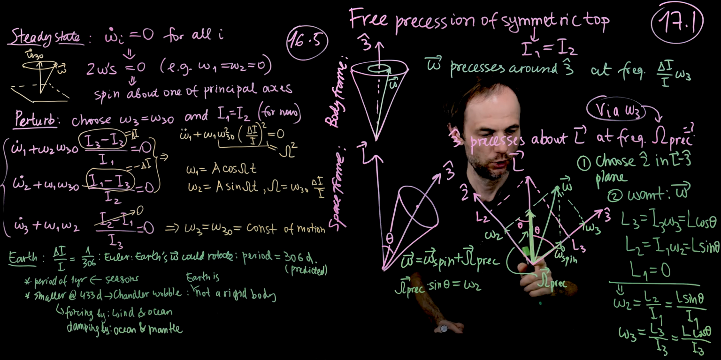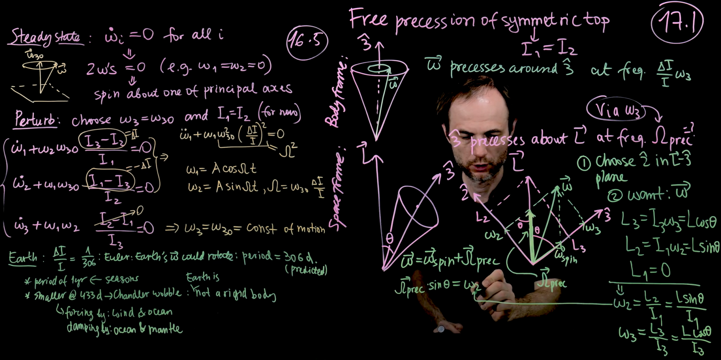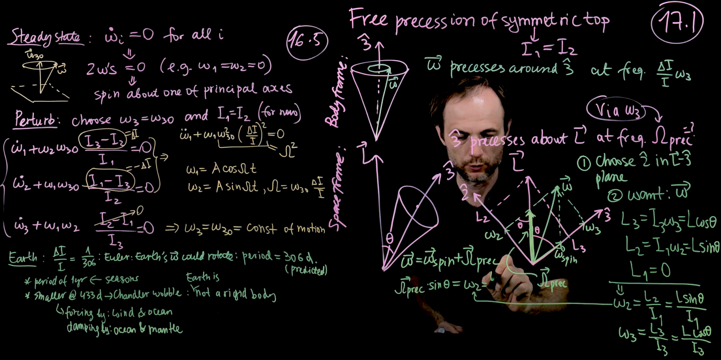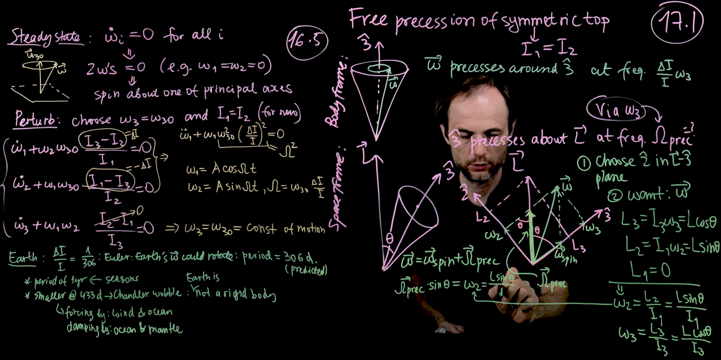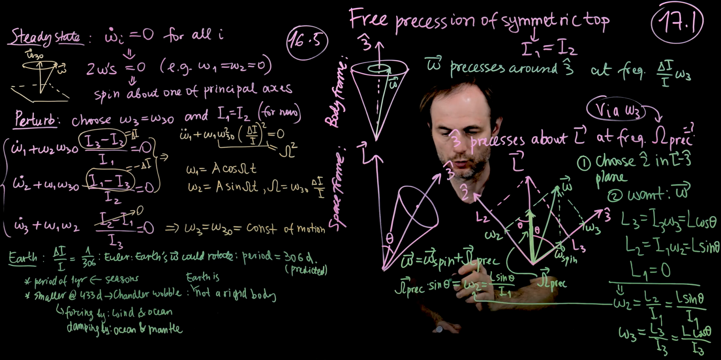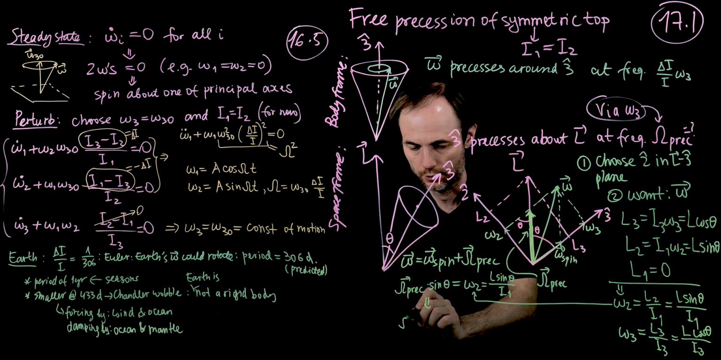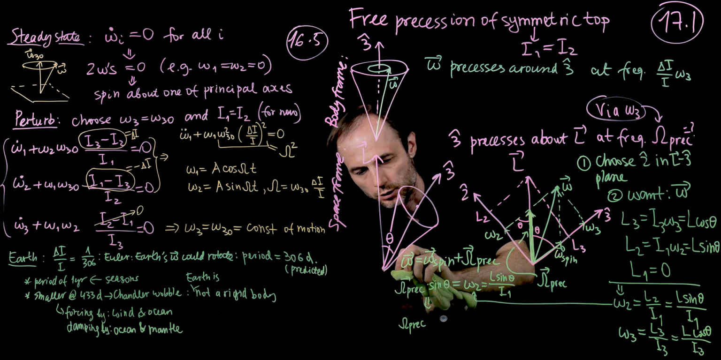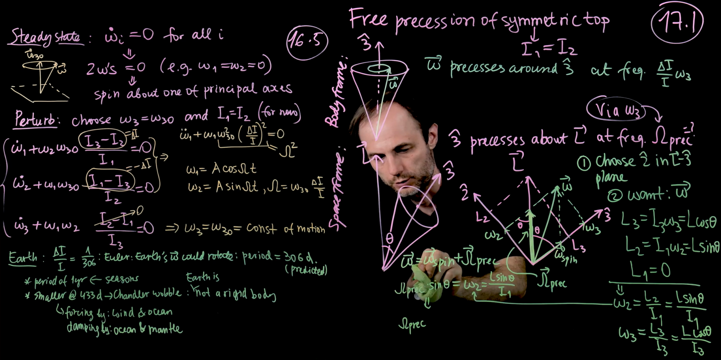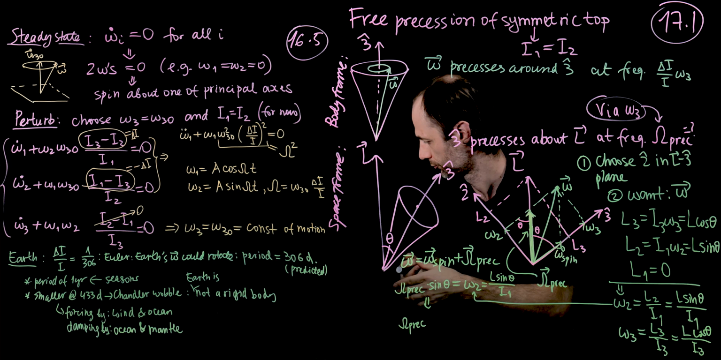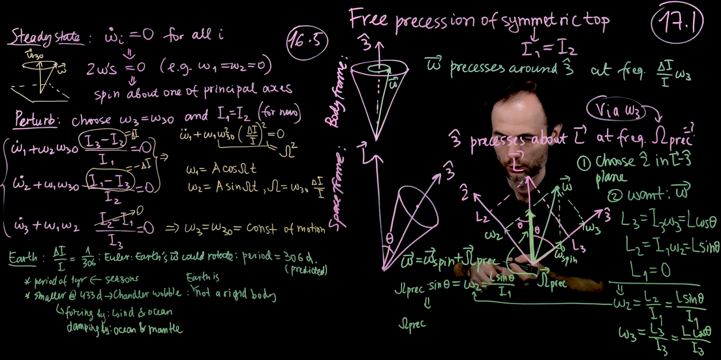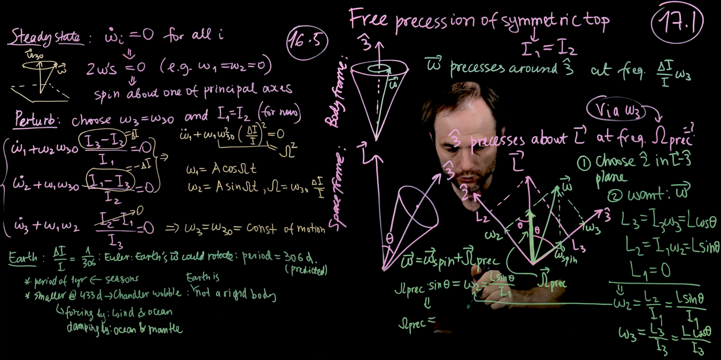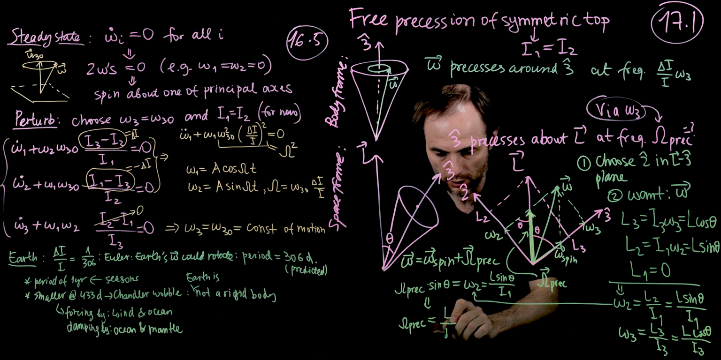And omega 2 from here is going to be equal to L sine theta over I1. So this will be equal to L sine theta divided by I1. And so from here, therefore, we can write down that omega precession, of course we didn't need to have a vector here on the top, will be equal to, sine goes away, L divided by I1.